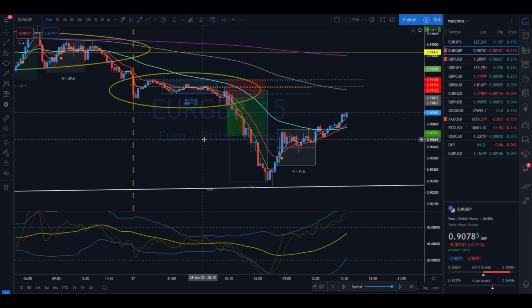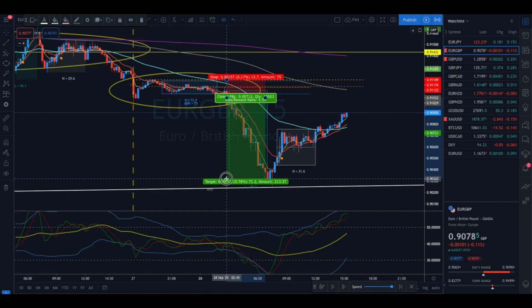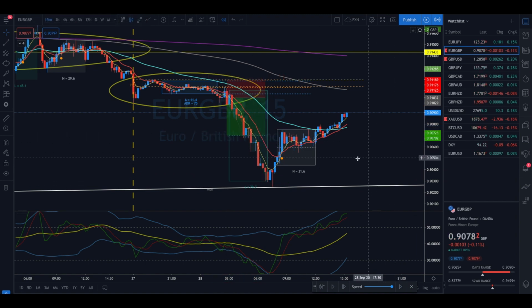But in this case, on regular pairs, Euro Pound, Pound USD, stuff like that, Euro JPY, Pound CAD, Pound Swiss, you can typically do about 15 pips of a stop loss, and then 2-to-1 risk reward, which is 30 pips. Obviously, you see this thing went way further than 30 pips.